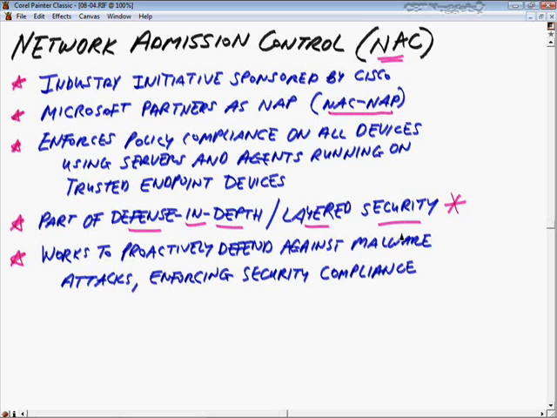And this is often used in combination with agent software that is running on all these devices to make sure that they're compliant, trusted endpoint devices, working to proactively defend against malware attacks, enforcing compliance of our security policy. And the goal here is to significantly reduce the impact and the instances of viruses and worms and any other type of distributed denial of service attack that comes from logic bombs or Trojan horse programs or rootkits or backdoors. So that's the goal here.